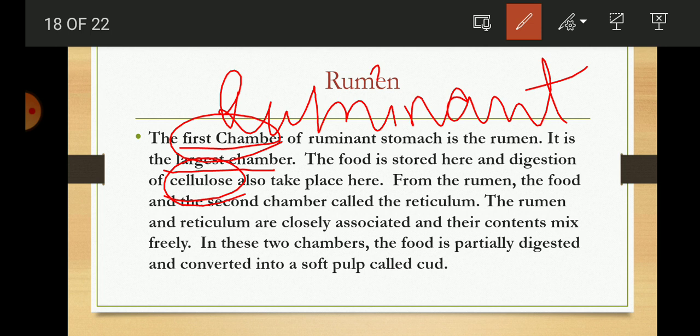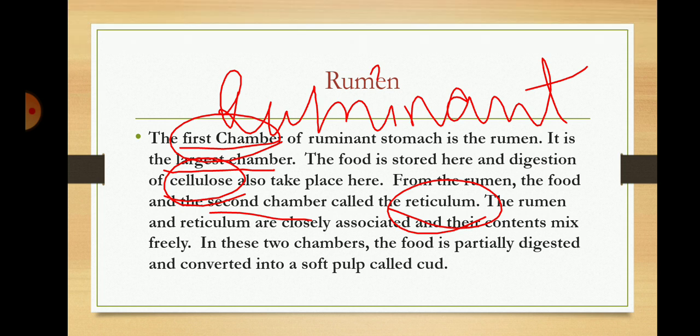And after the rumen, the food goes into the second chamber, that is the reticulum, and thereafter it goes into the omasum part. So rumen is the first chamber, and never forget that it is the largest chamber in which the bacteria is present, which produces cellulase enzyme.